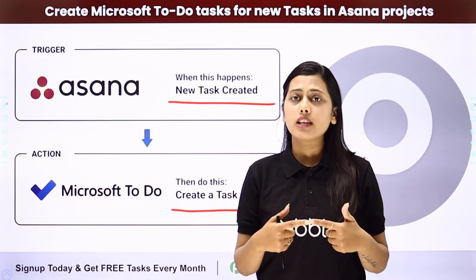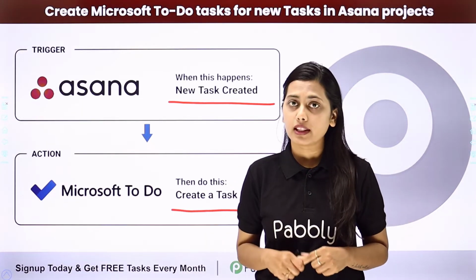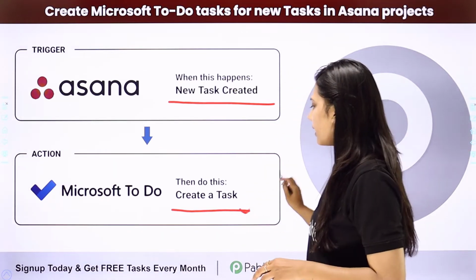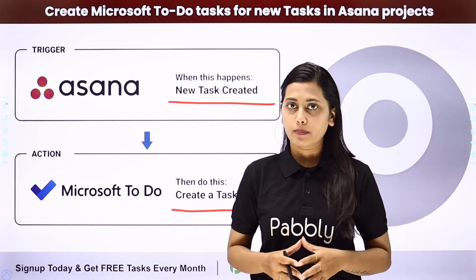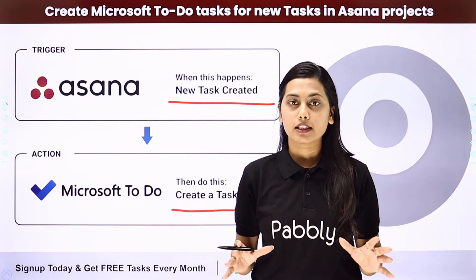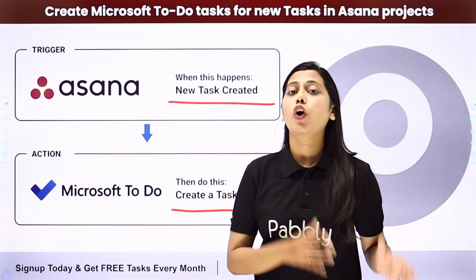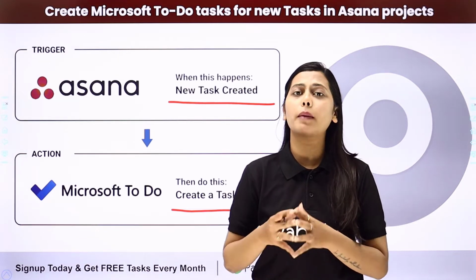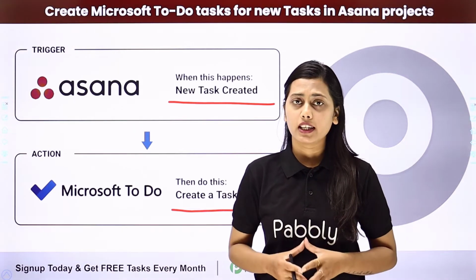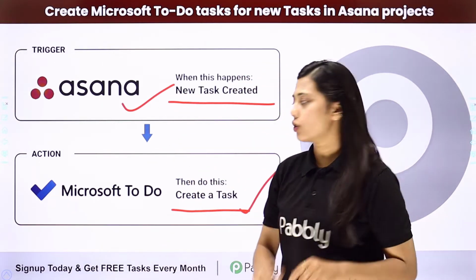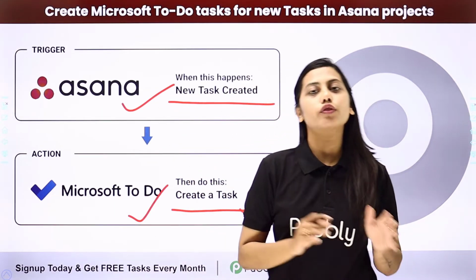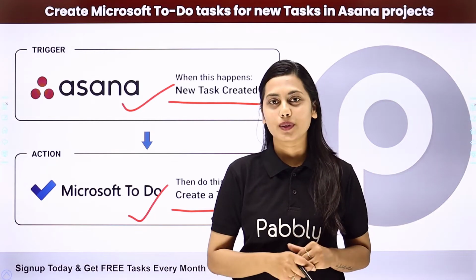But both of these applications do not have a direct connection between them. Then you might have to create a task in Microsoft To-Do or Asana manually every time. It is a very time-taking and tedious task. But let me tell you, we can actually automate this whole process with the help of Pabbly Connect. We will create such an integration where our trigger will be creating a task in Asana and our action will be creating a task in Microsoft To-Do. Let us learn how to do it.